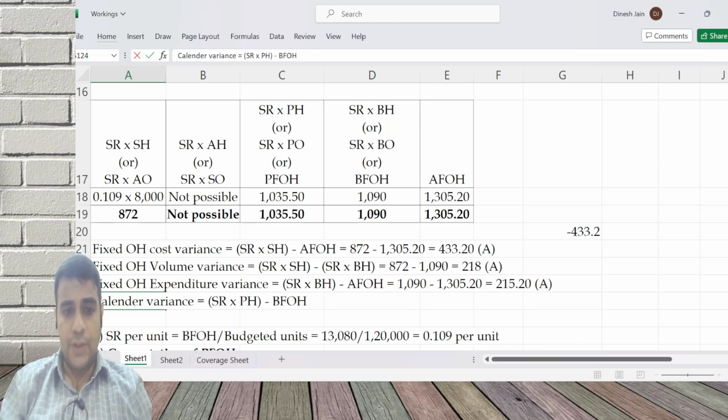You should be in a position to do all these calculations. In class, I've also seen you guys wait for my instruction. Please keep doing it on your own. It's just formula application.